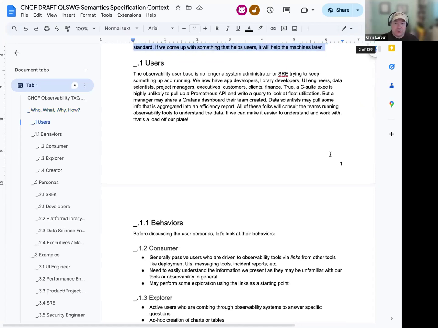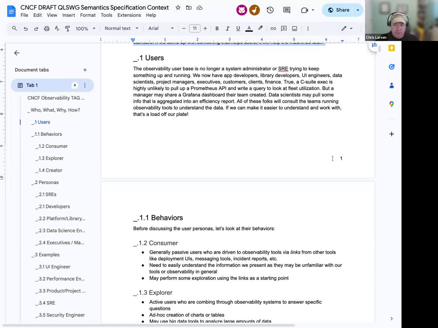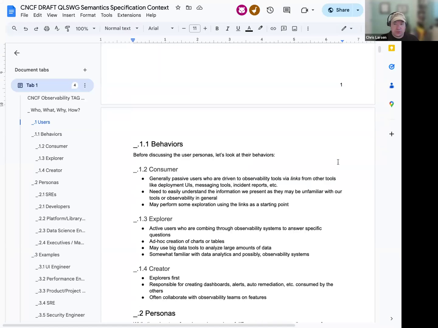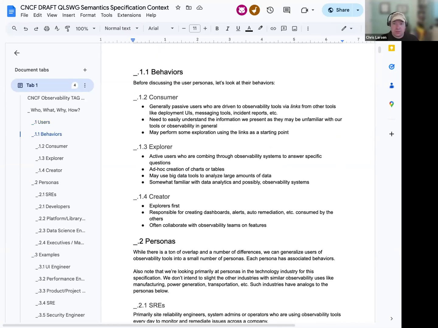So we'll see that as we go along here in the next probably few months as we talk about all of this. So the initial thing that I tried to do was add some user behaviors and personas around observability data so we can figure out who we're talking about. And of course, I'm not going to read everything. Everybody's welcome to hop in and talk.